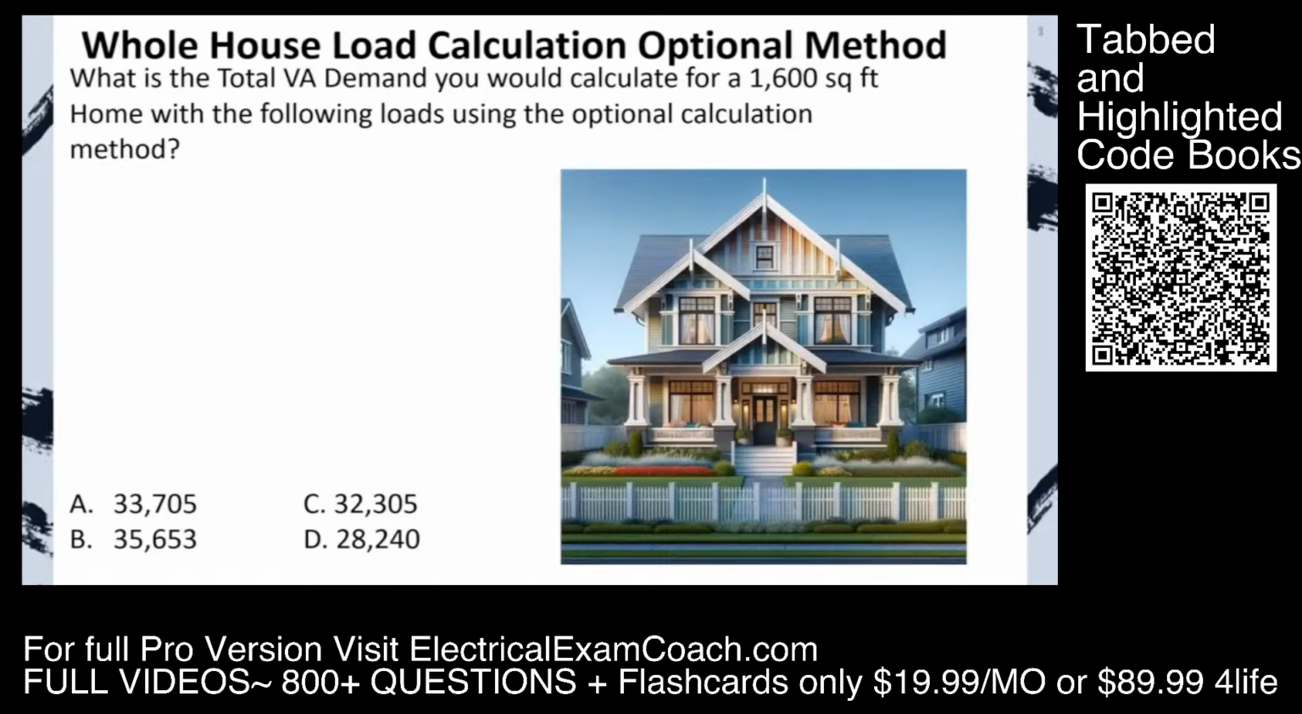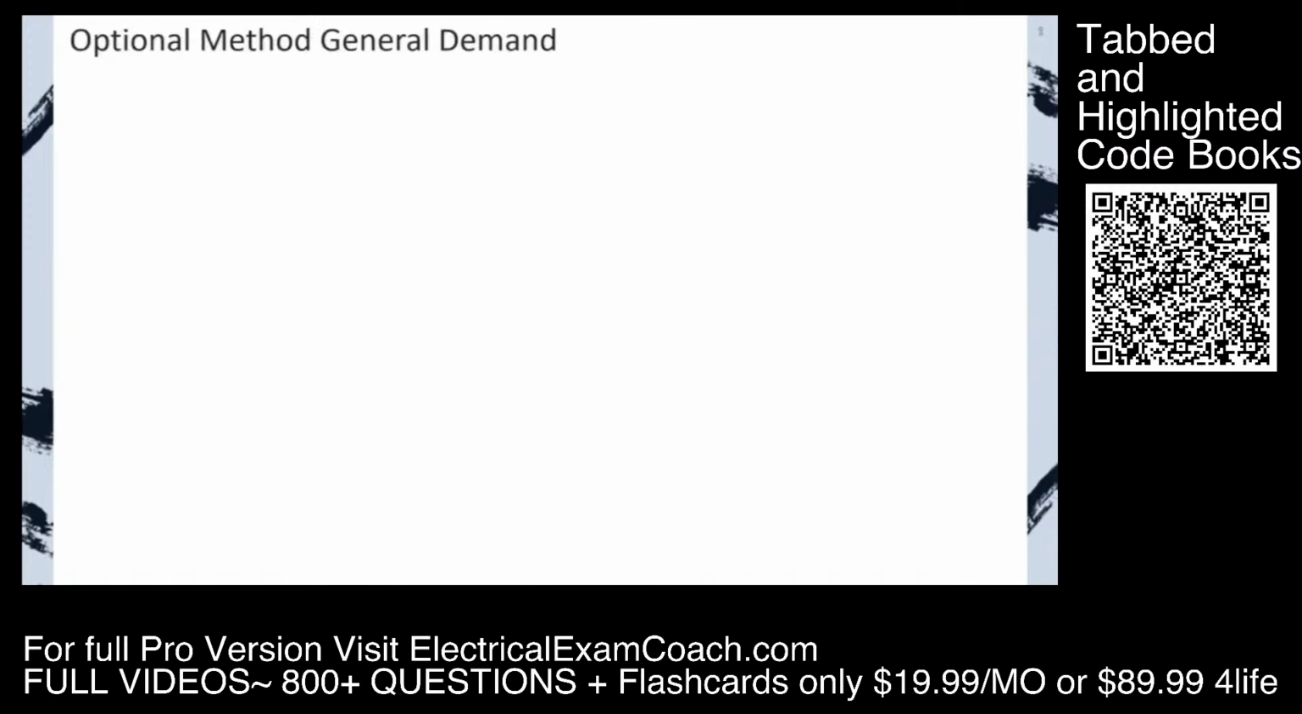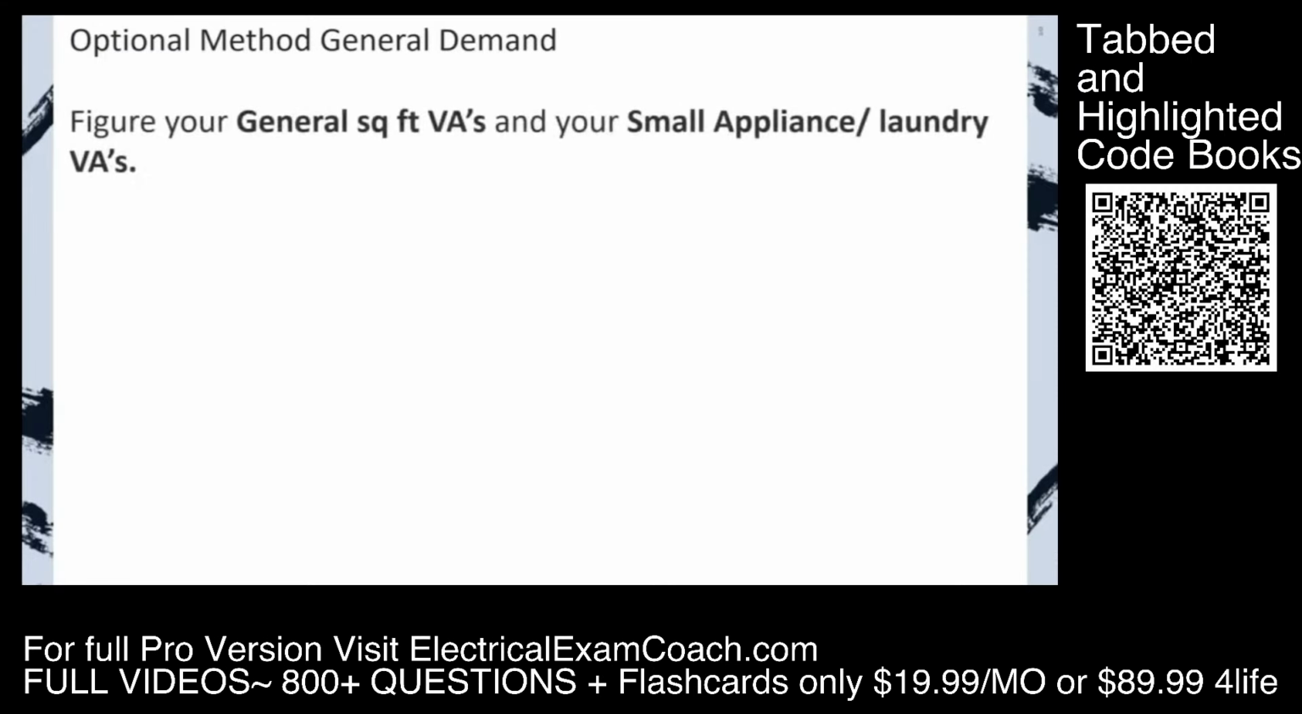What is the total VA demand you would calculate for a 1,600 square foot home with the following loads using the optional method? I want you to take a minute and write all these down. That way you can follow along as I go through each screen. It's very similar to our standard method question. It's just going to go a whole lot smoother and a whole lot quicker. Step 1 with any load calculation, whether standard or optional, is to get our general lighting demand. We're going to do our square foot VAs just like we did before.